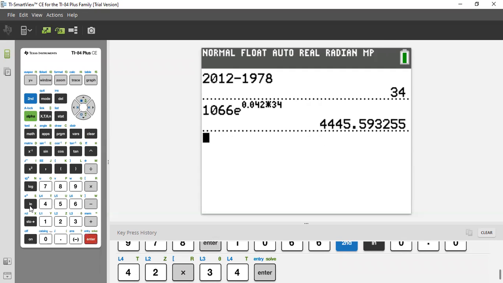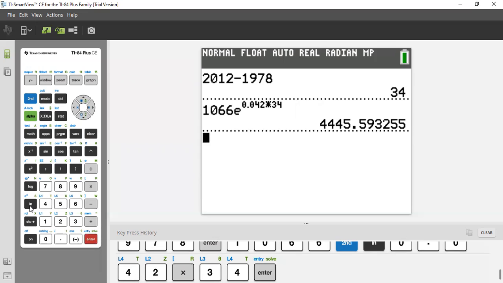4445.59. Now, because we're talking about animals, you cannot have part of an animal. So you can go either way on the rounding here. Some will say that that 0.59 is not an entire wolf, so we're only going to count the 4,445 wolves that we have, and so they would just take off all the decimal. Some will say that if you have any part of a wolf, then it will automatically go up, so you would have 4,446. Either response would be acceptable.